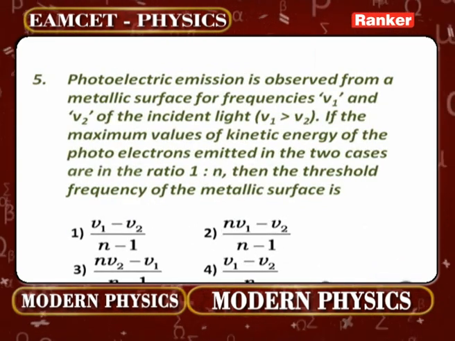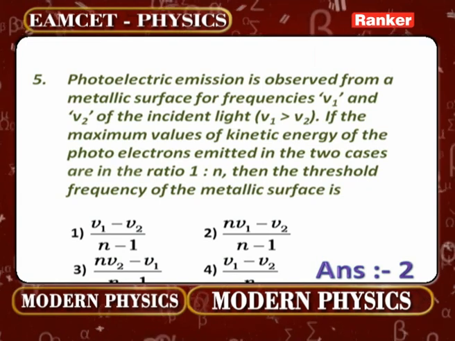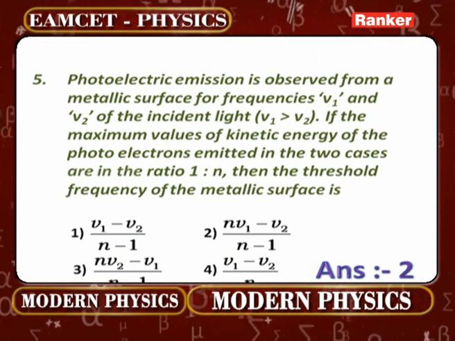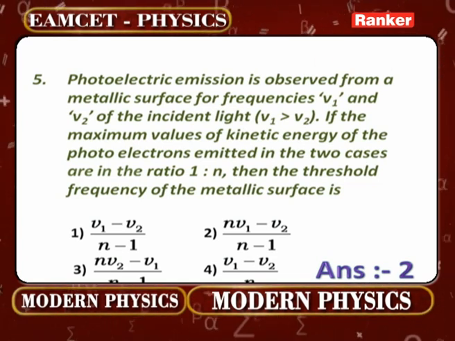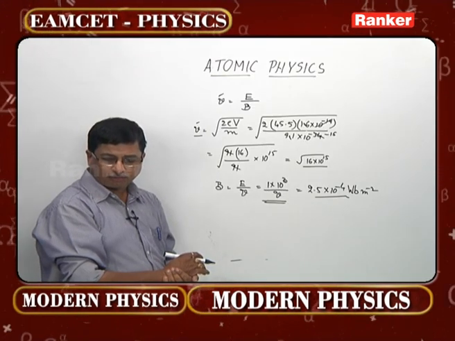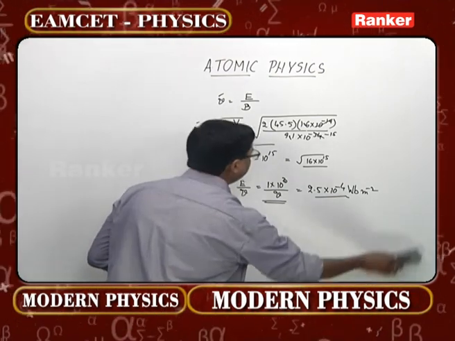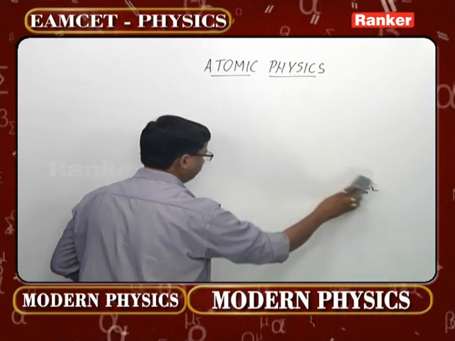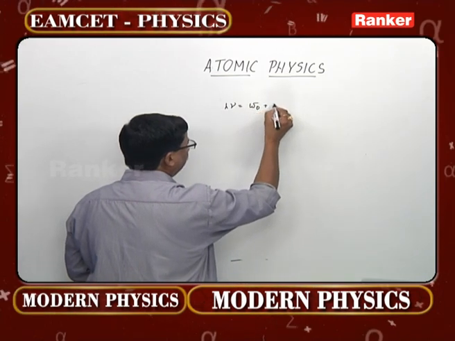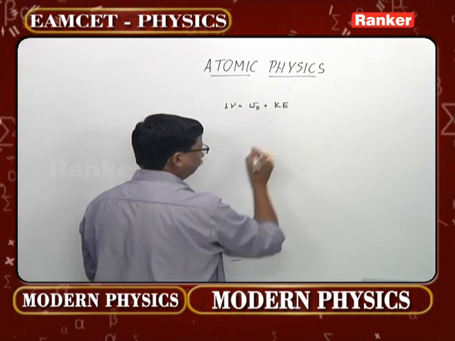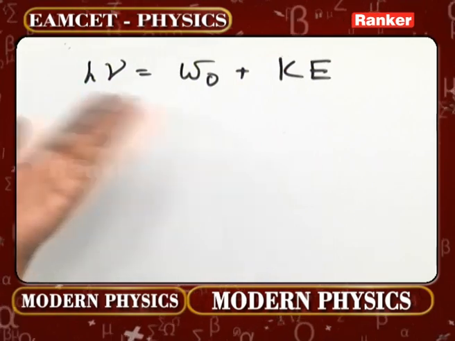Photoelectric emission is observed from a metallic surface for frequencies nu1 and nu2 of the incident light. He has given nu1 is greater than nu2 is the condition. If the maximum values of kinetic energy of the photoelectrons emitted in the two cases are in the ratio 1:n, then the threshold frequency of the metallic surface is how much? That is the concept. Once again the same old formula what we have discussed. That of course H nu is equal to W naught plus half mv square, that is kinetic energy. That's what actually he is talking about. And frequencies he has given, kinetic energy ranges he is talking about.